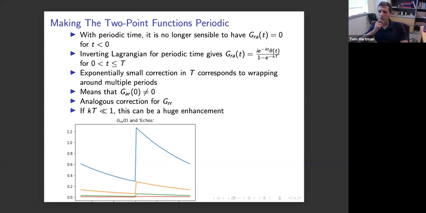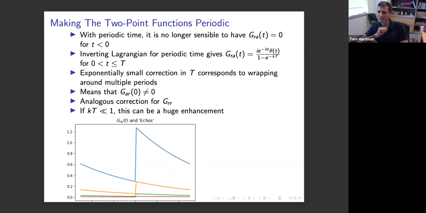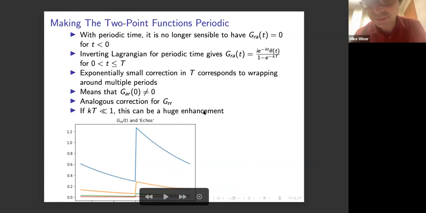But there was a physical, I thought you gave some physical intuition in terms of echoes or something. What am I supposed to think? So what's physically going on here? Let me try to write some equations.